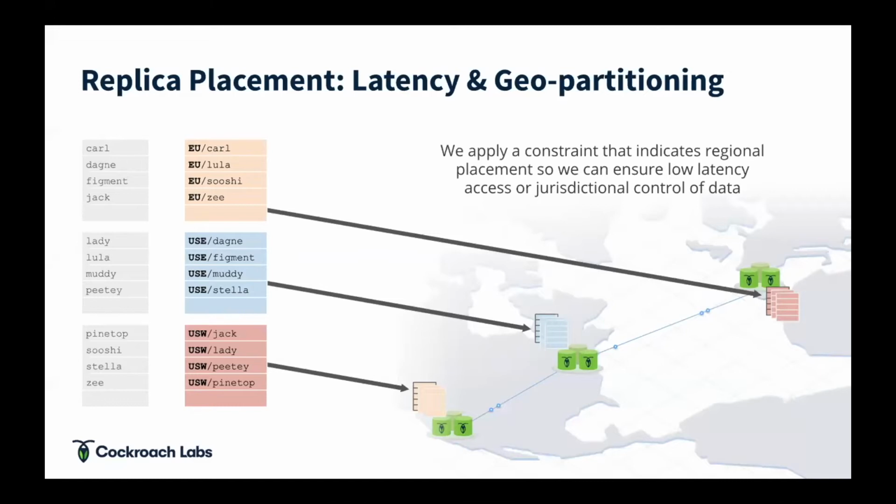We can also place data in particular locations. People love this because it helps us comply with jurisdictional privacy laws. I can have all German data live in Germany. I could have certain data live in different jurisdictions, right? And so as long as we can tag a node as living in a particular region, the database itself is actually going to automate this.